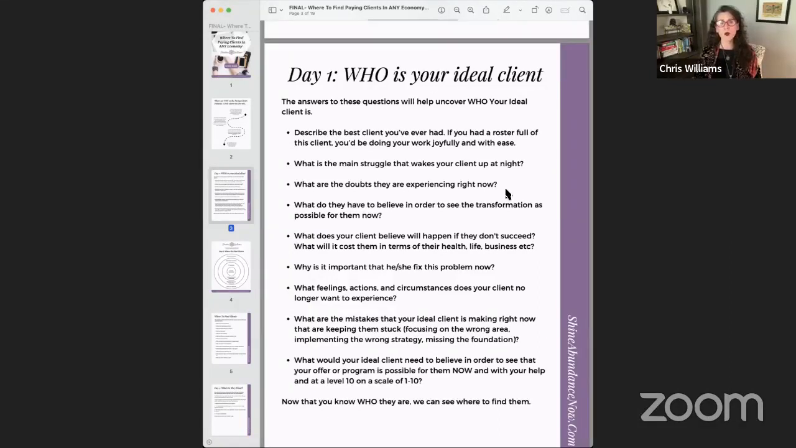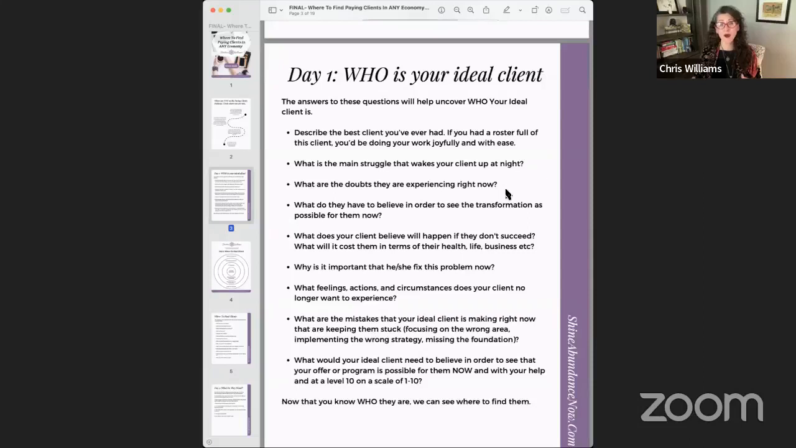Then we want to take a look at, what is it that they would have to believe in order to see that whatever transformation they desire is possible for them right now. This is, do not pass go with this question. You must answer this question. Why? Because if your ideal client does not believe that her transformation is possible right now, she cannot be a yes to working with you. She cannot be a yes to working with you.